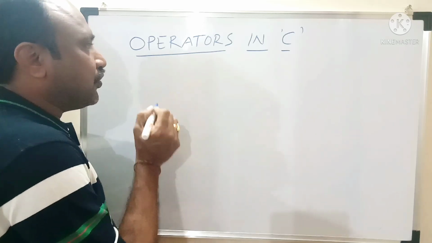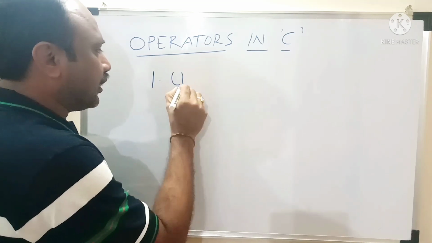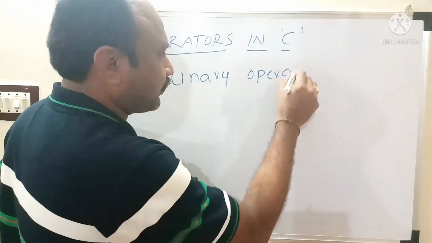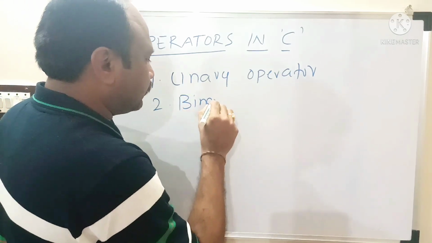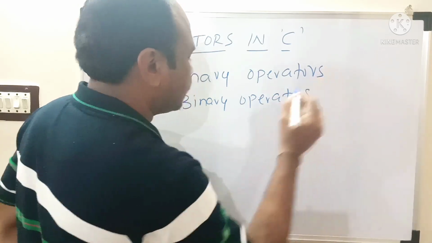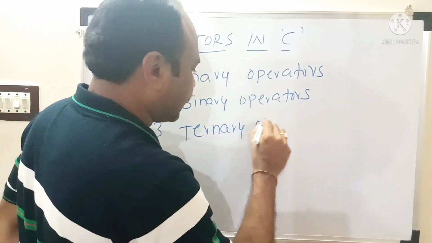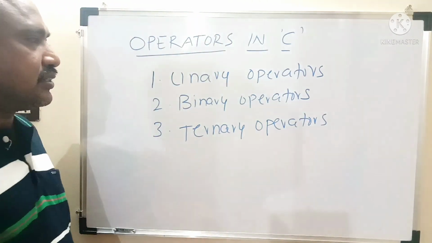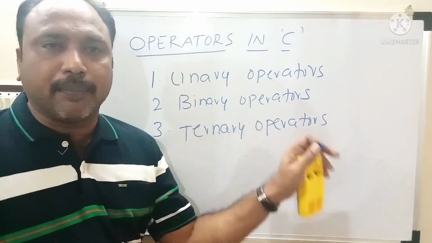C language will support 3 categories of operators. Number 1, unary operators. Number 2, binary operators. The third one is ternary operators. Unary operators, binary operators, ternary operators.